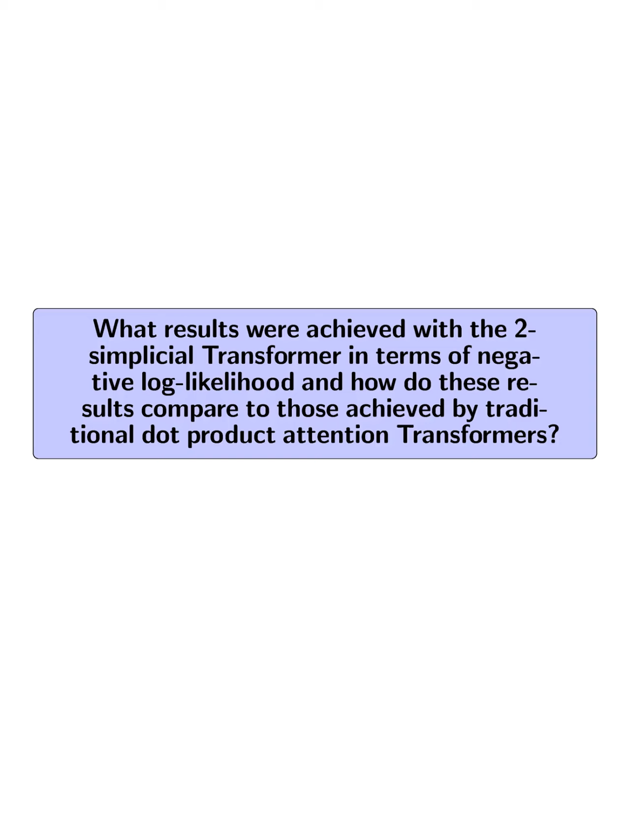What results were achieved with the two-simplicial transformer in terms of negative log likelihood, and how do these results compare to those achieved by traditional dot product attention transformers?